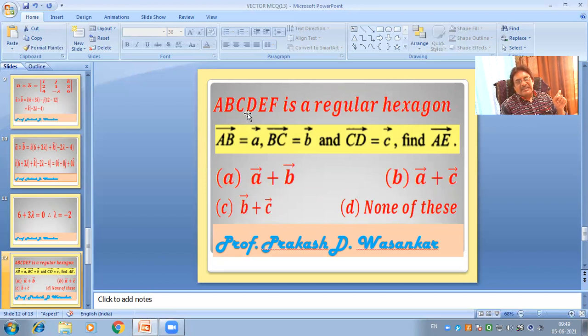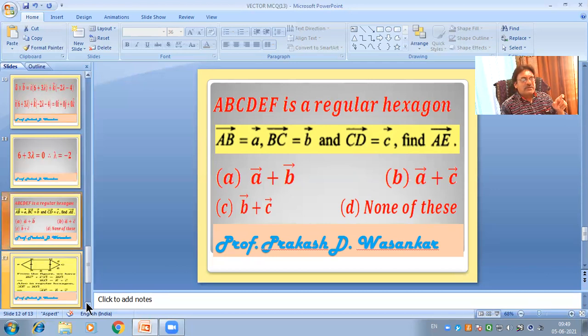In this problem, it is given that ABCDEF is a regular hexagon. Vector AB is given, that is A bar. Vector BC is given, B bar. Vector CD is given, C bar. Then find vector AE. Option A, A bar plus B bar. Option B, A bar plus C bar. Option C, B bar plus C bar. Option D, none of these.